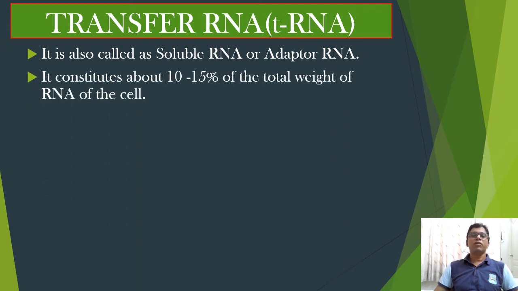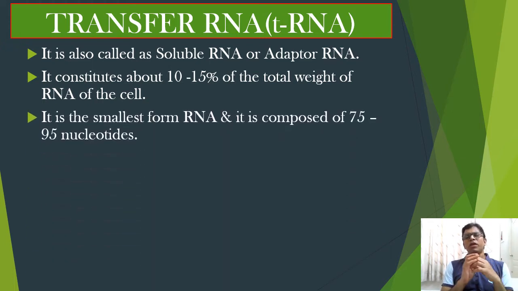It constitutes about 10 to 15% of the total content of cellular RNA. rRNA constitutes the largest portion of cellular RNA, up to 80%, whereas tRNA constitutes 10 to 15% of the total weight of cellular RNA. It is the smallest form of RNA when compared to mRNA and rRNA.